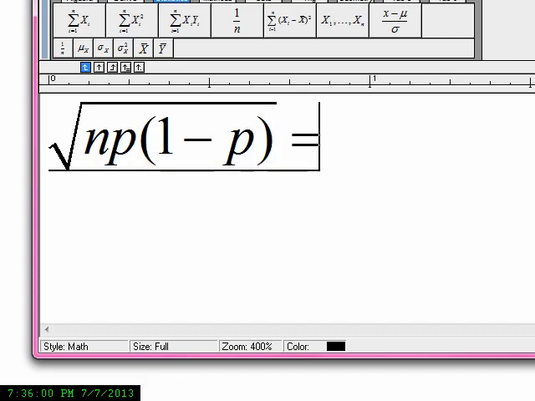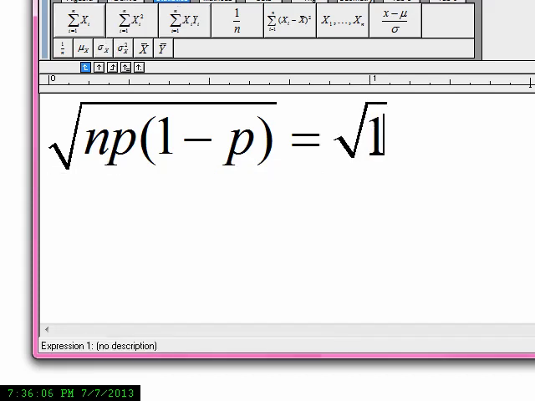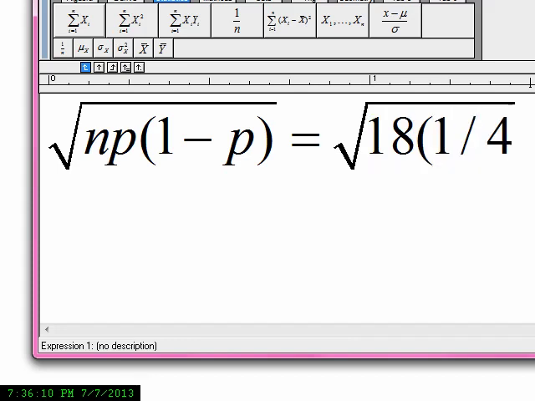All right, and so this is equal to the square root of 18 times 1/4, or you can do 0.25, times 3/4, or you can do 1 minus 3/4. Either way will work. All right, and so we'll do that computation out on ALEKS.